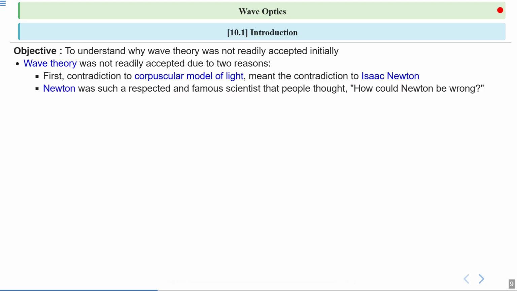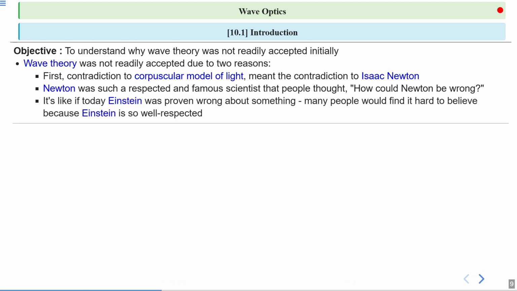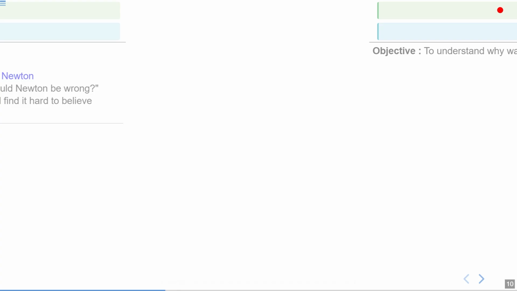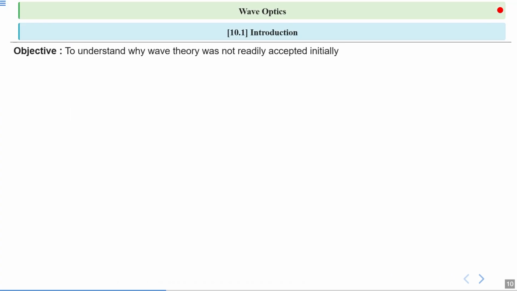To put this into perspective, imagine if today a fundamental theory proposed by Einstein was proved incorrect. Given Einstein's immense respect and legacy, many would find it hard to accept. So that's why wave theory was not readily accepted initially, because corpuscular theory was given by Isaac Newton, and people could not believe that Newton could be wrong. So here our objective is to understand the initial disbelief surrounding this theory.